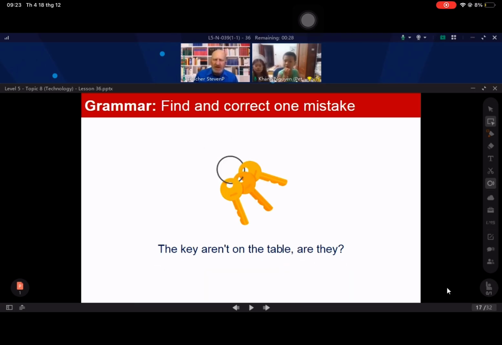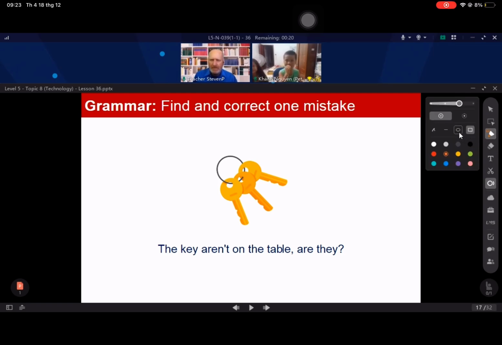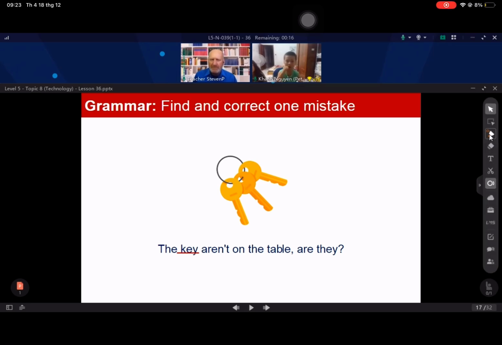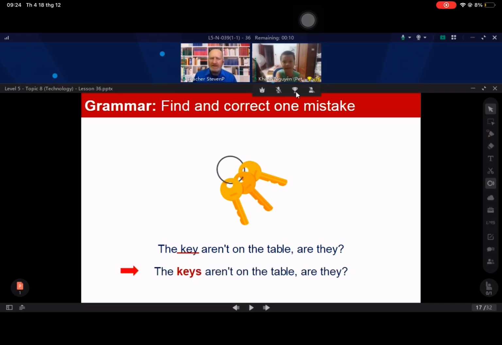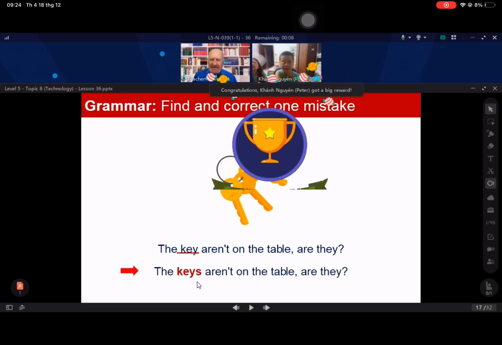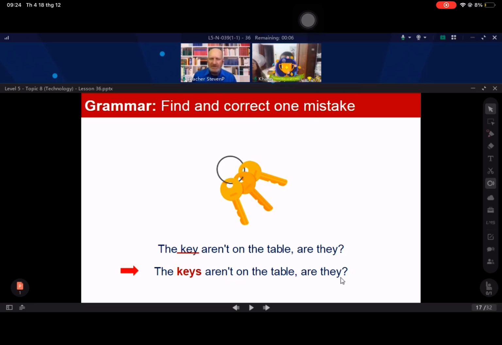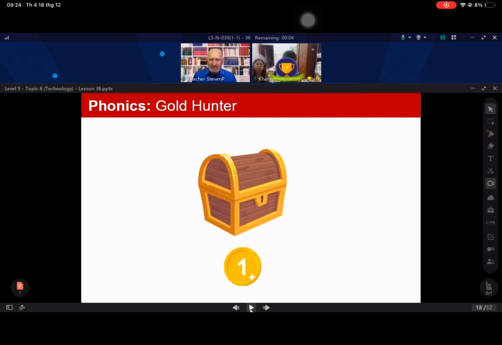Okay, all right, so let's try this one. The keys aren't on the table, are they? Now, what is wrong here, Peter? How many keys? Keys. Yes, that's right. The keys aren't on the table, are they? Okay, well done.